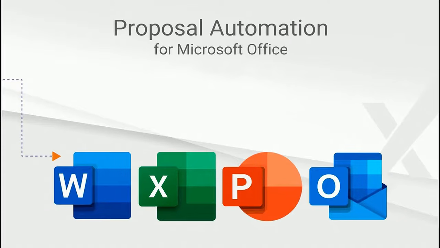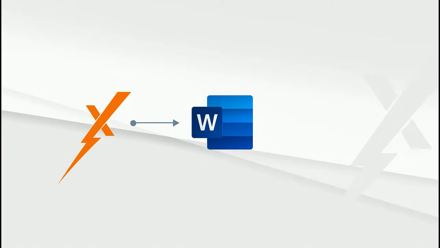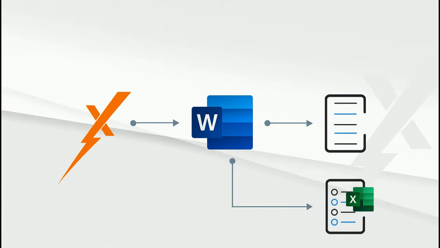Welcome to Expedience software, the proposal software you already know how to use. Expedience brings advanced proposal automation tools directly to Microsoft Word so you can create consistent, error-free, business-winning proposals faster than ever. Expedience also automates Excel-based RFPs and PowerPoint presentations too.